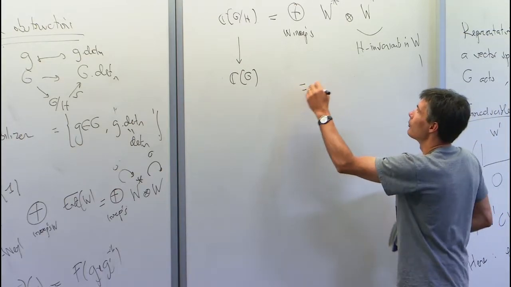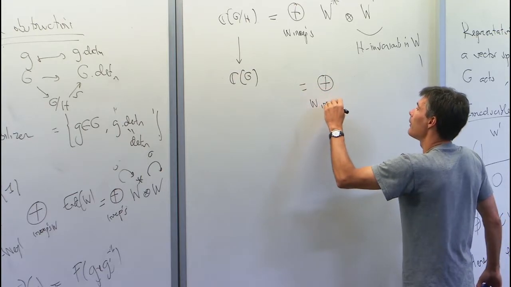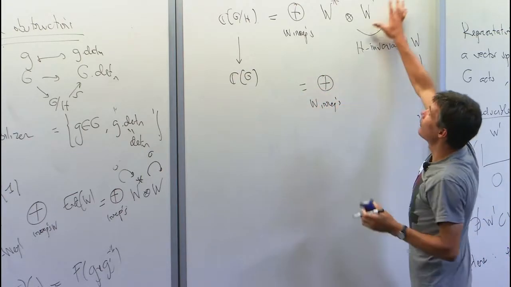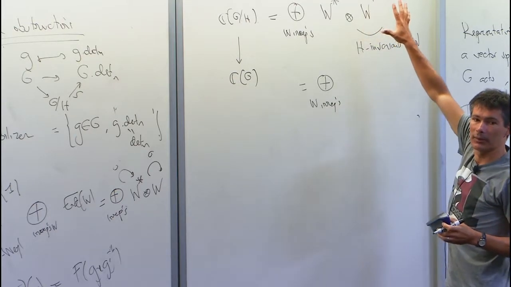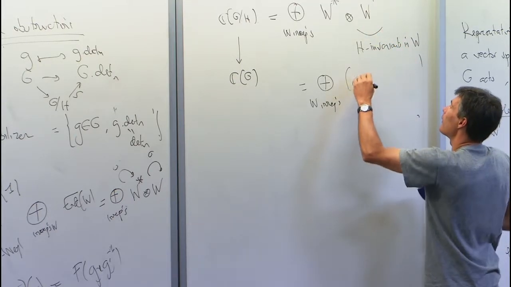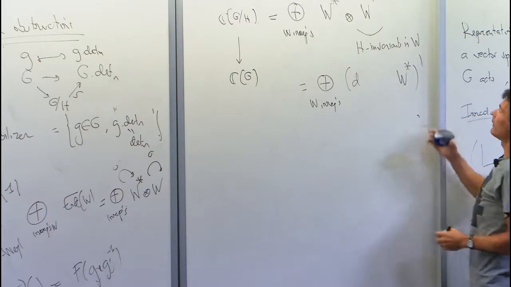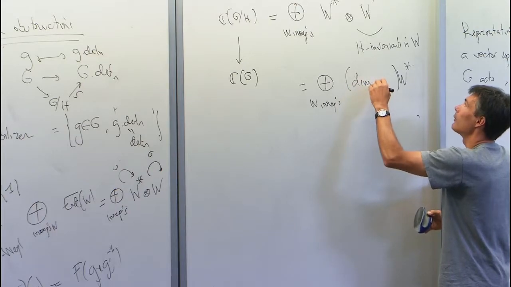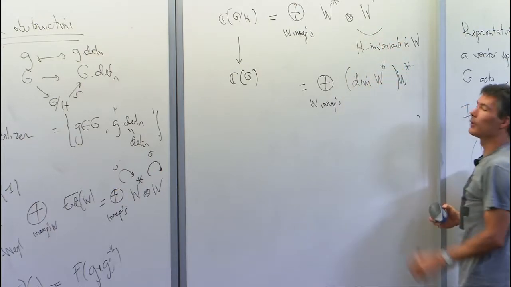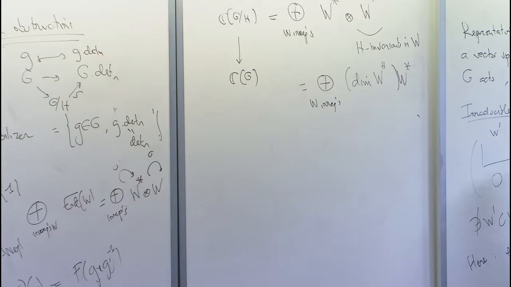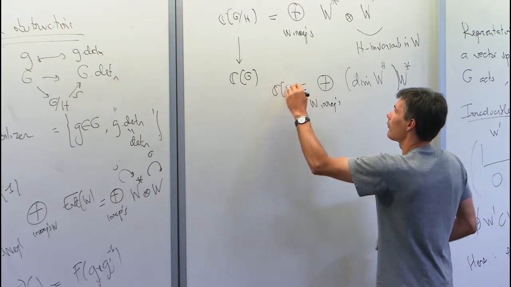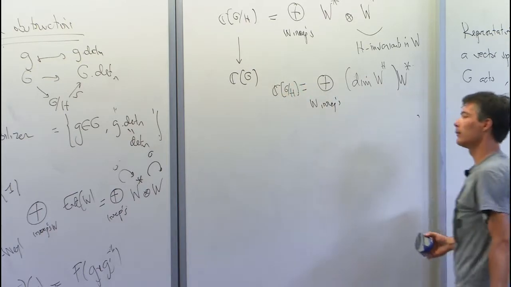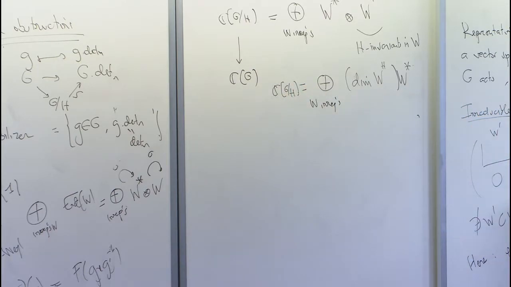So now there is no action on G anymore here on the right. It just means that the irreducible representation W star appears with multiplicity equal to the dimension of this W^H. So we have some control on this.